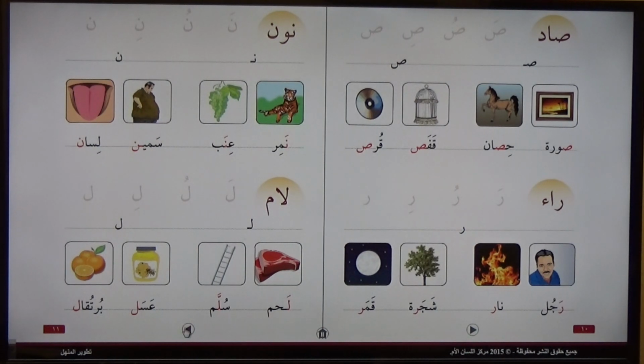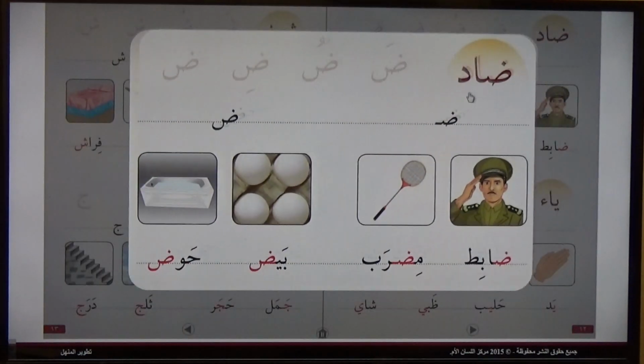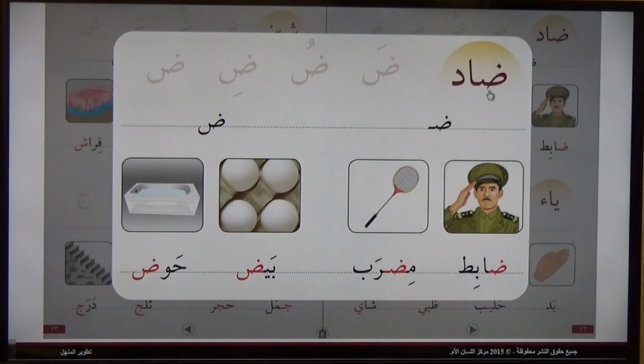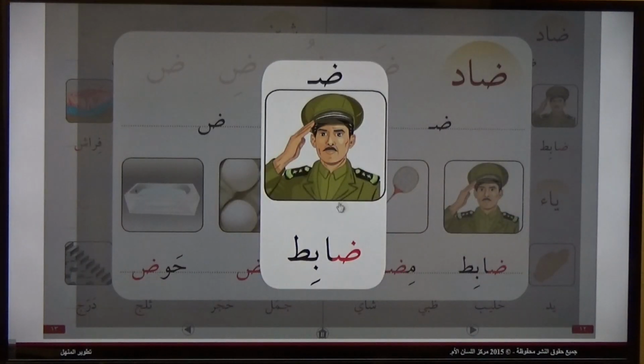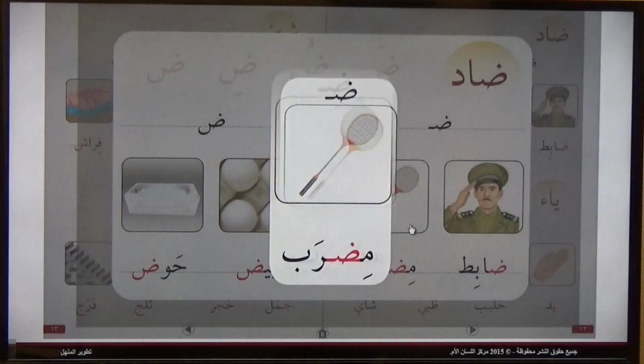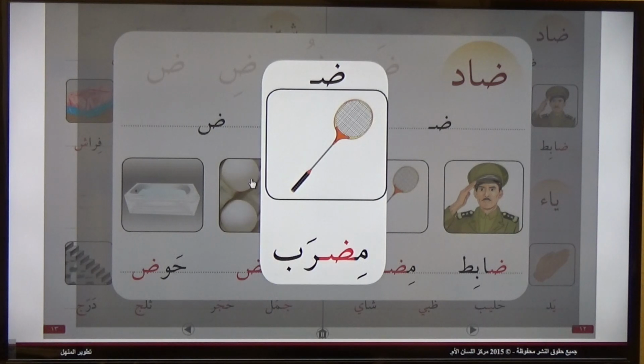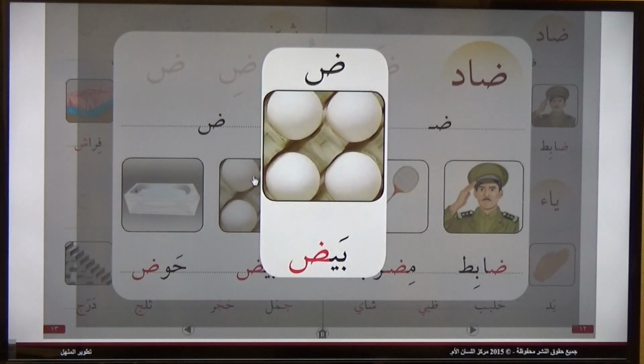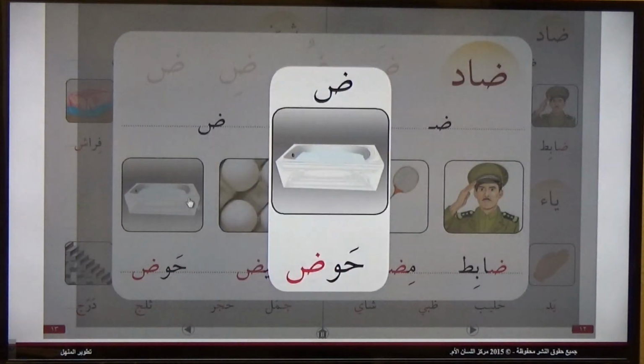The next slide, the ضاد letter. ضابط, that's a lieutenant. مضرب, بيض. حوض, is like a water container, or it could also mean the bathtub, but it doesn't only have to be a bathtub.